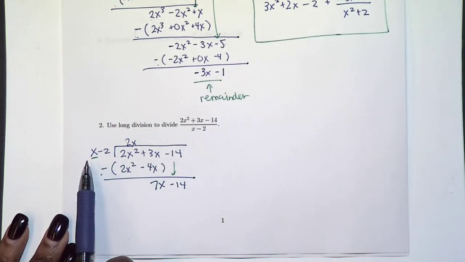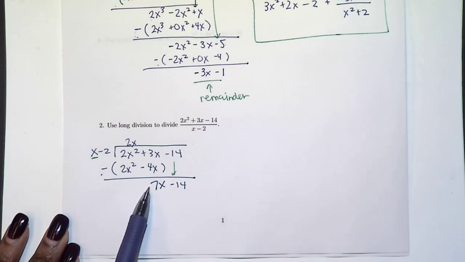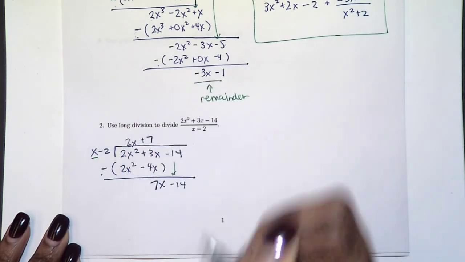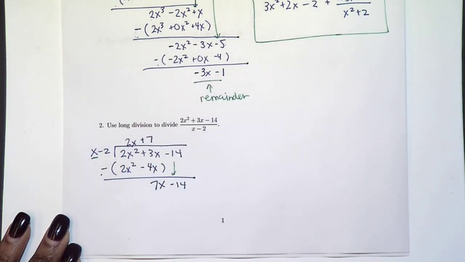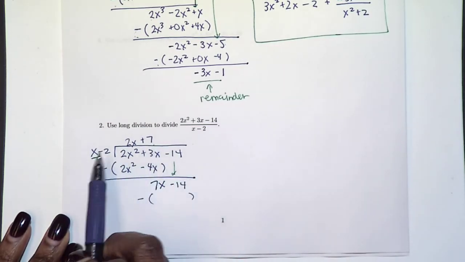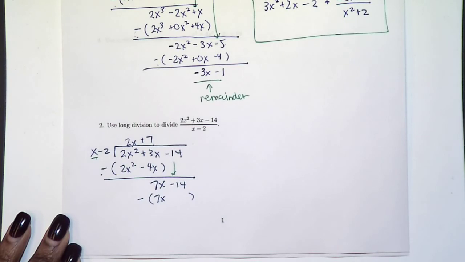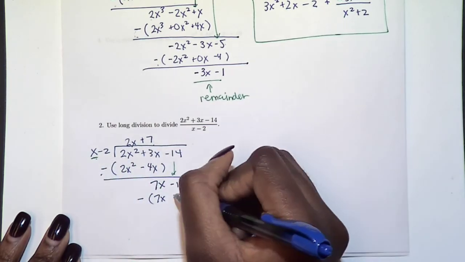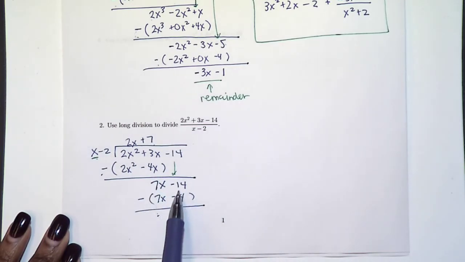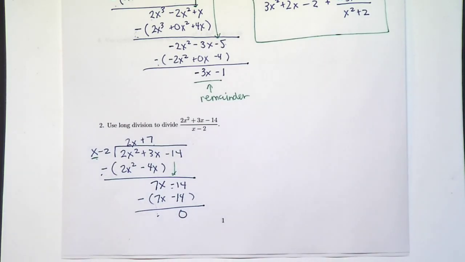All right, so we have to figure out, what do I have to multiply x by to give me 7x? Well, I just need to multiply by 7. All right, so then I go through with all the multiplication, and that's what I'm subtracting. So 7 times x is 7x. 7 times negative 2 is negative 14. That's 0. Also, negative 14, positive 14, that's also 0. So here, our remainder is 0.